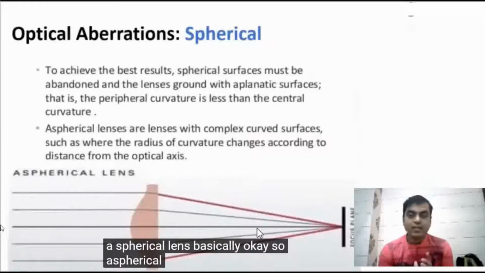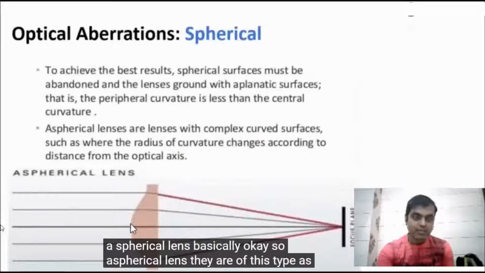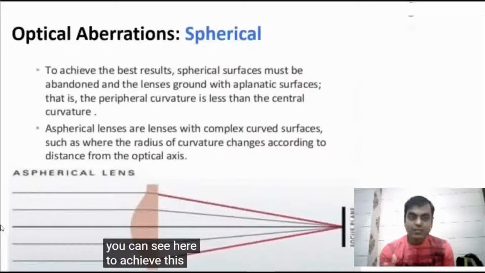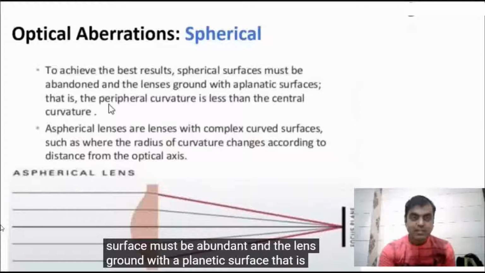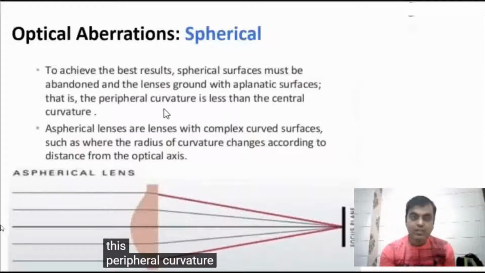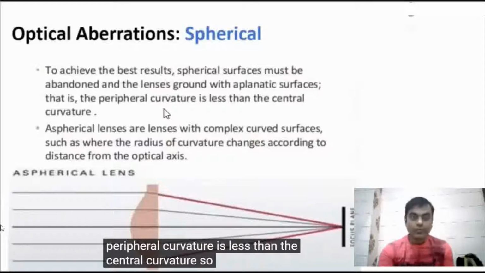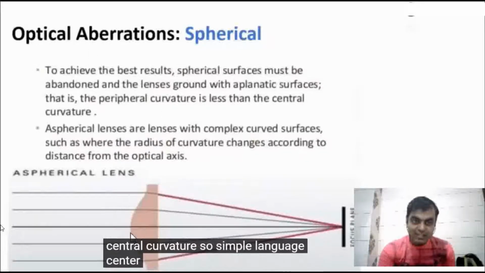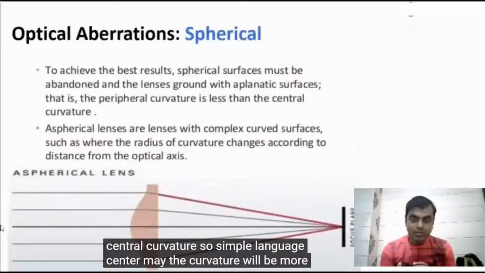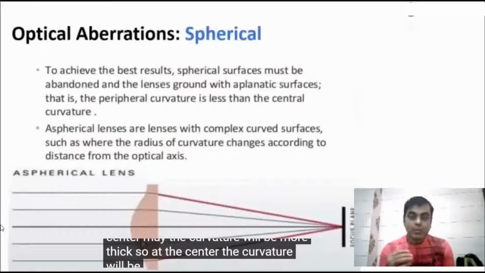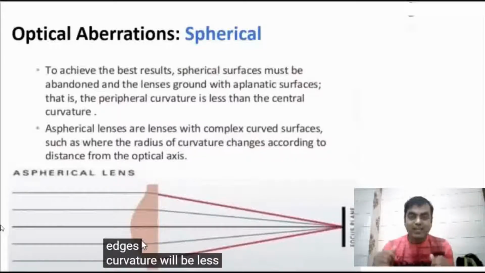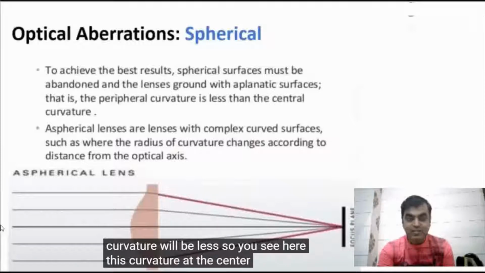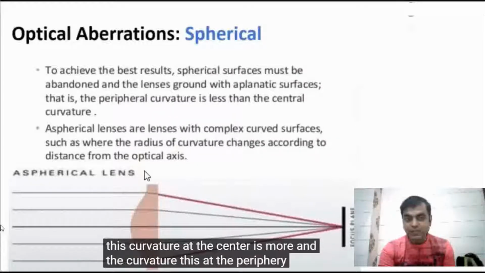Aspherical lenses are of this type, as you can see here. To achieve this, the spherical surface must be abandoned and the lens ground with an aplanatic surface, that is, the peripheral curvature is less than the central curvature. In simple language, at the center the curvature will be more, and at the edges the curvature will be less. So you see here, the curvature at the center is more and the curvature at the periphery is less.